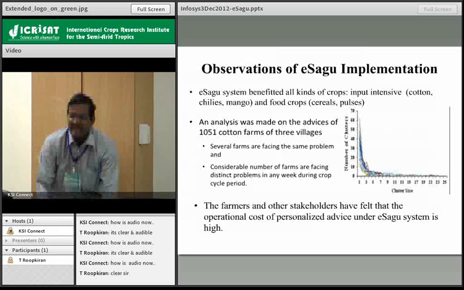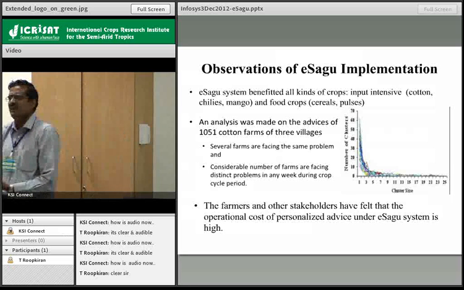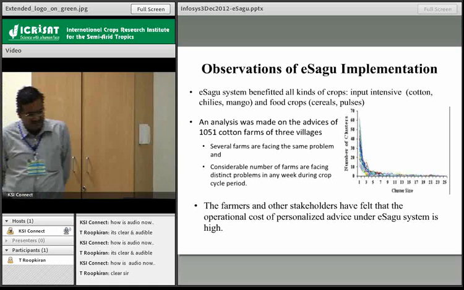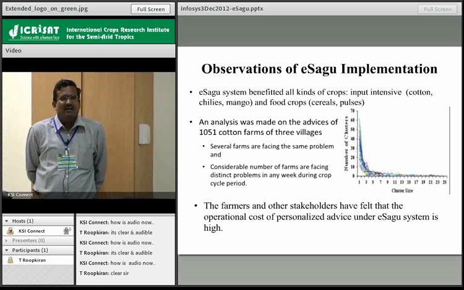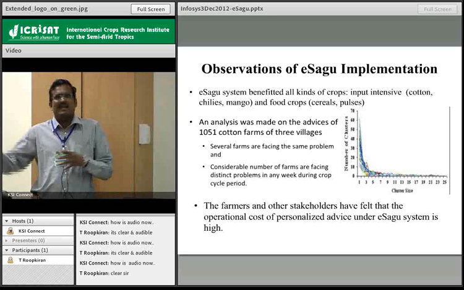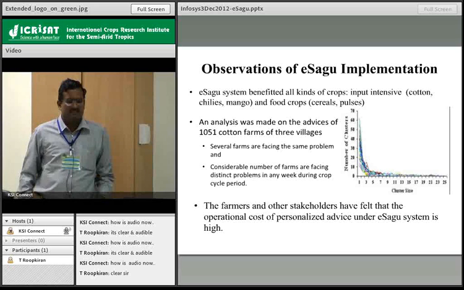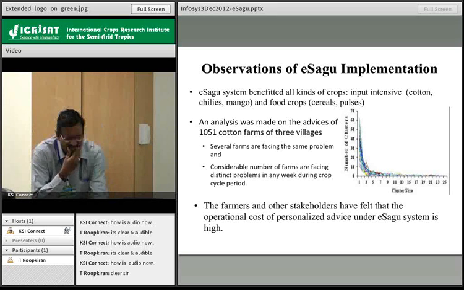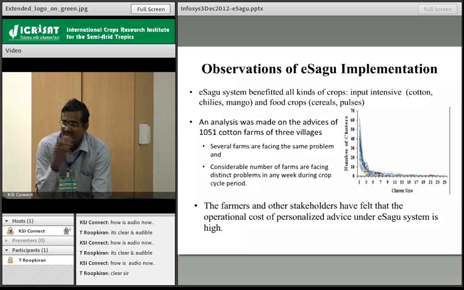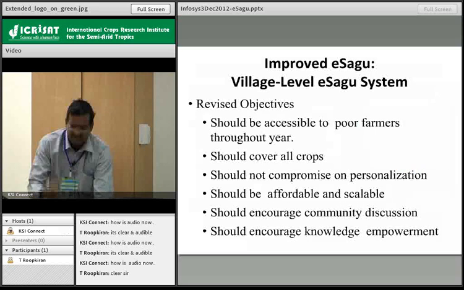Now, what happened in the last 4 years? The Middle Asia funded this project. They took the money from the farmers. When we started collecting money, it was difficult to collect money from the farmers, because this has to be linked with the bank and other services. Because this is knowledge itself, it is very difficult to collect money from the farmers. Also, farmers and other stakeholders felt that the operational cost of personal advice under the ESOP system is a little bit high. We are collecting about 600, 700 rupees per farm per season, and the benefit is significant, but they are not seeing that kind of benefit.